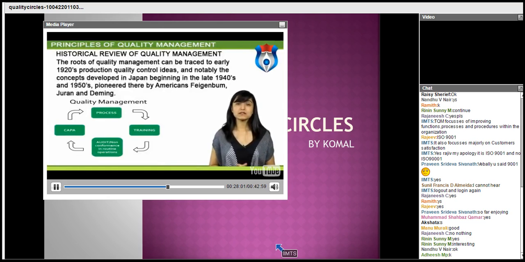Let us now discuss the historical review of quality management. The roots of quality management can be traced to early 1920s production quality control ideas, and notably the concepts developed in Japan beginning in the late 1940s and 1950s, pioneered by Americans Feigenbaum, Juran and Deming.